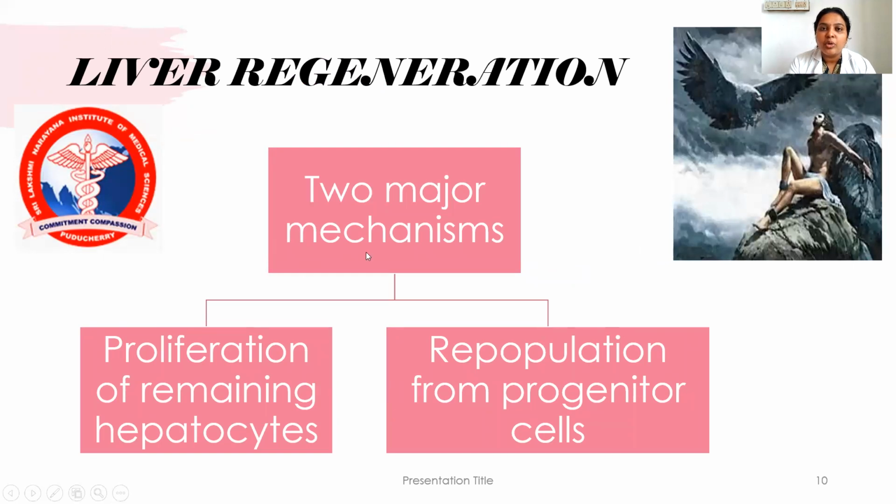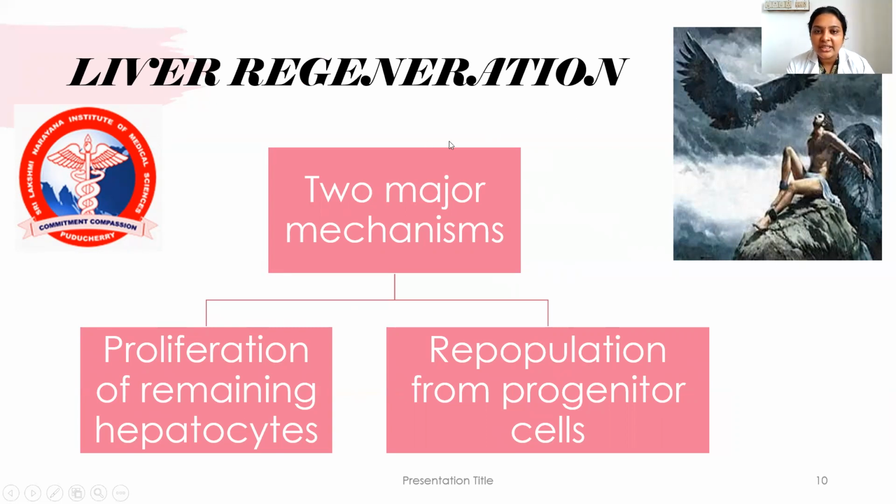Now we are going to see about liver regeneration. See, what is the picture you are seeing here? He is Prometheus. He was punished by Zeus for stealing the power of fire. And this is the eagle. Zeus punished Prometheus through the eagle. This eagle used to eat the liver of this person day by day. Even though it eats, the liver grows, which means, in other terms, it regenerates. Though it is a myth, it was actually proven later.